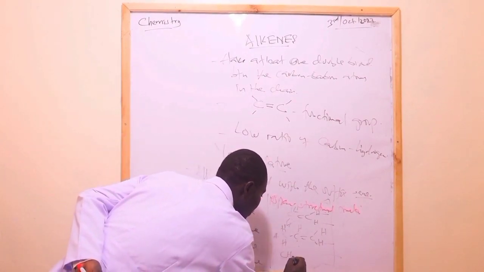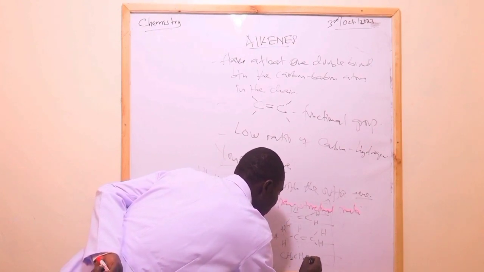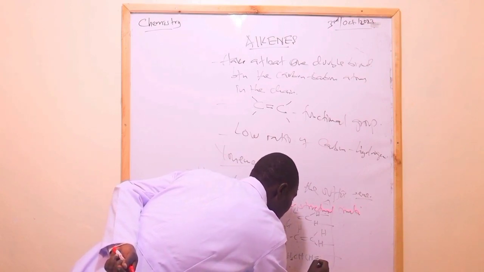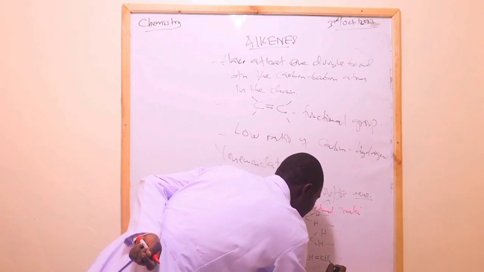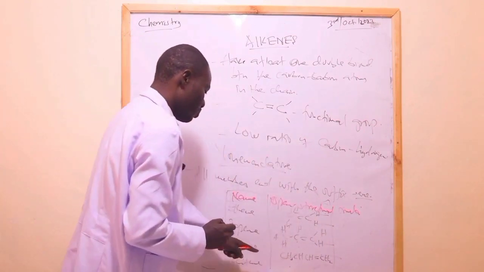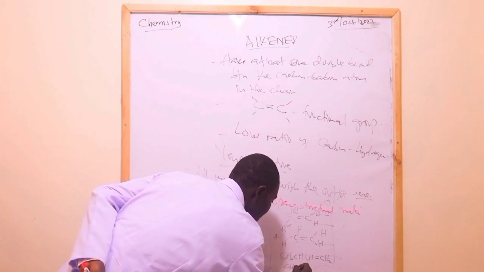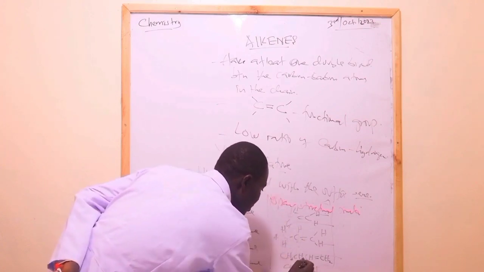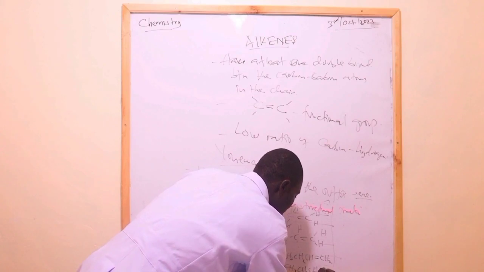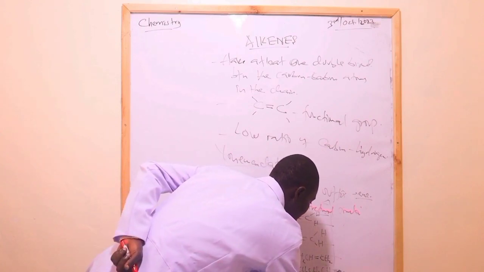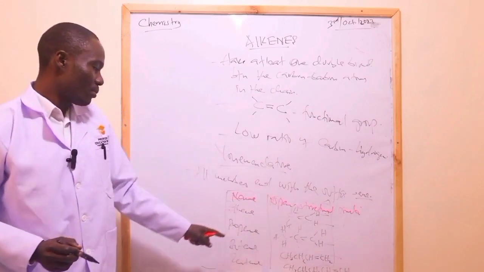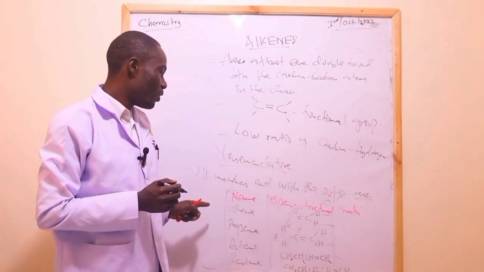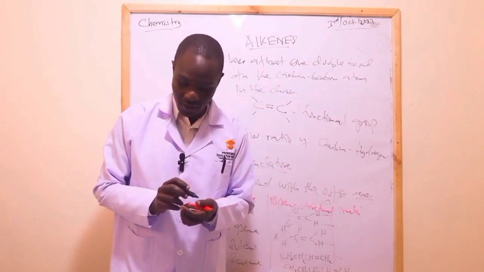For butene, CH3, CH2, CH, then CH2. For pentene, we have CH3, CH2, CH2, CH, a double bond, and a CH2. So this is all about the summary of the nomenclature, so that we can see how all the members end with the suffix ene in this manner.